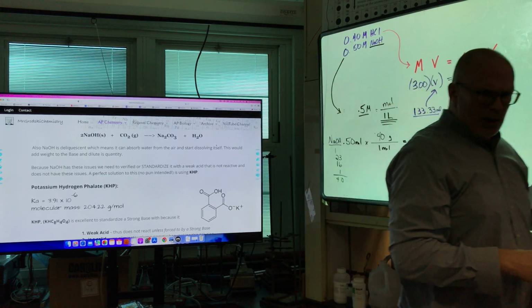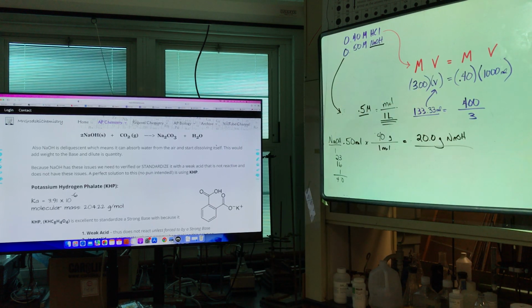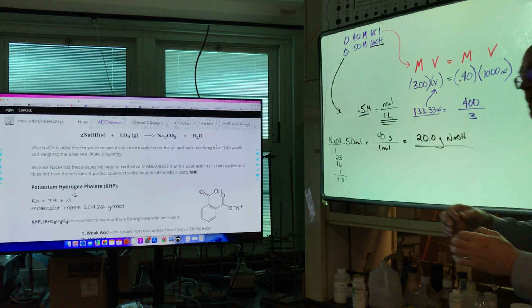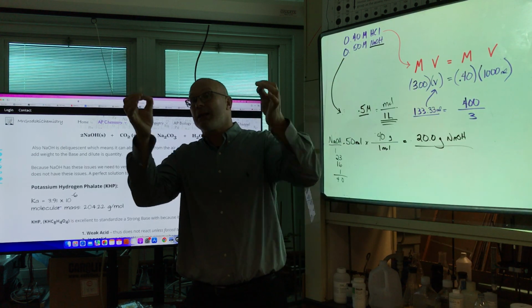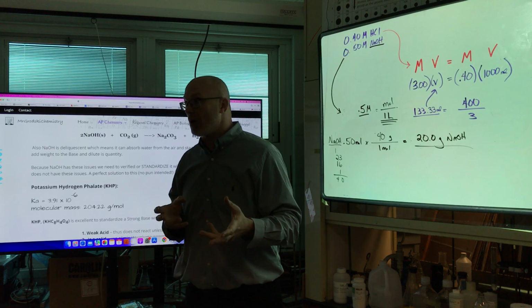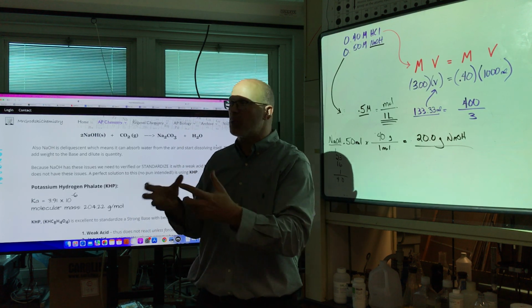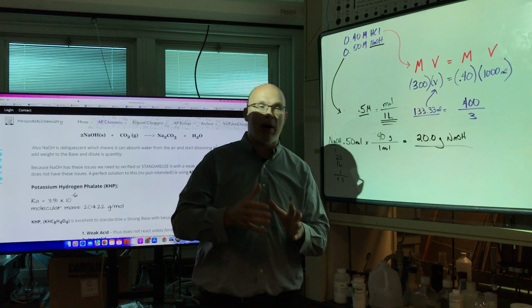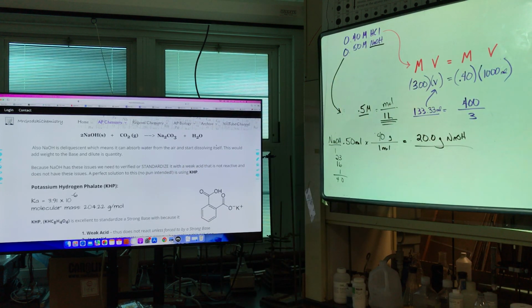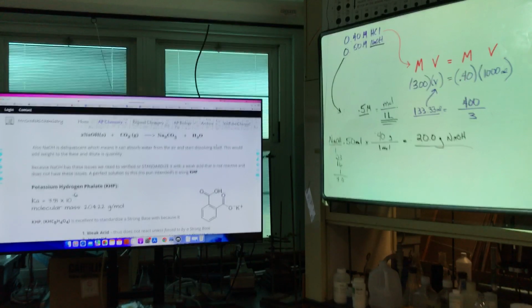Now, there is a problem with sodium hydroxide. We know there's a problem with hydrochloric acid. The hydrochloric gas likes to leave from the solution, so you can't leave it open. And also, when you make it from a solution, you've got drips and glassware issues you have to clean to make sure every drop gets in there. There's another problem, and a bigger problem with sodium hydroxide.